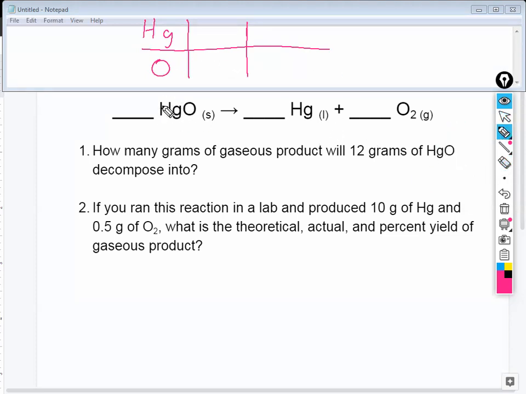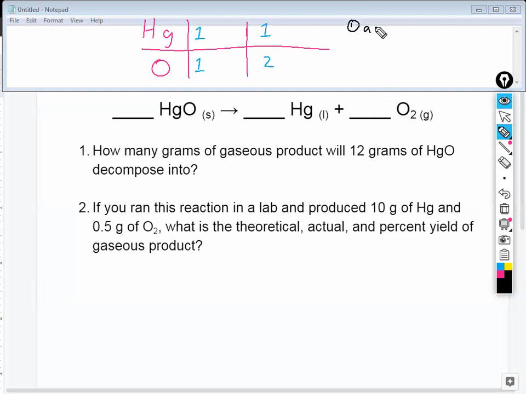All right, if we want to count up the elements, we need to look at the small numbers. Here, there's no numbers next to these, so we have one of each: one Hg and one oxygen. On the right side, we have one Hg, and there's a 2 next to oxygen, so we have 2 oxygens. That's the initial count for our balancing. We start off by counting the small numbers, and that gives us how many we have on each side. Now, there are 2 rules for balancing.